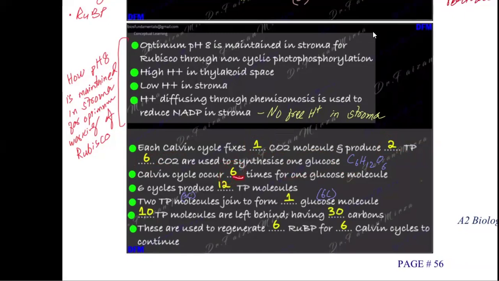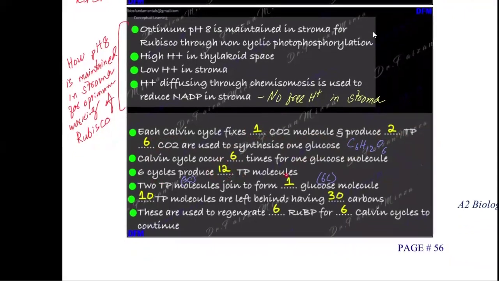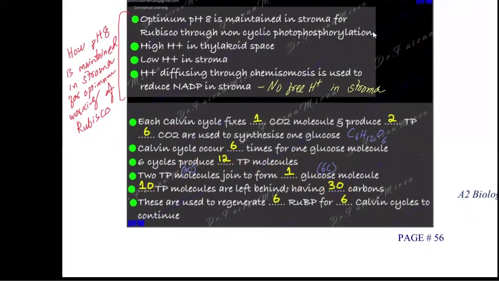Now, when this is occurring, 6 cycles produce 12 TP molecules, since one cycle produces 2 TP. Two TP molecules can join to form one glucose molecule, because one TP has 3 carbons. When you add a 3-carbon compound to a 3-carbon compound, you get a 6-carbon compound, which is glucose. So 10 TP molecules will be left behind. 10 TP molecules will have 30 carbons, because one TP has 3 carbons. These are used to regenerate 6 RuBP for 6 cycles to continue. Seems complicated, but yes, this is how it goes.